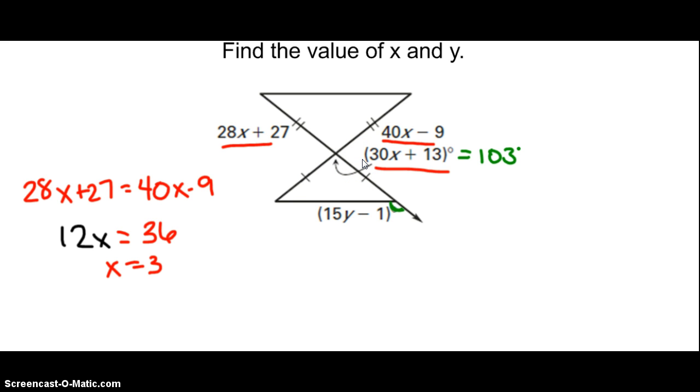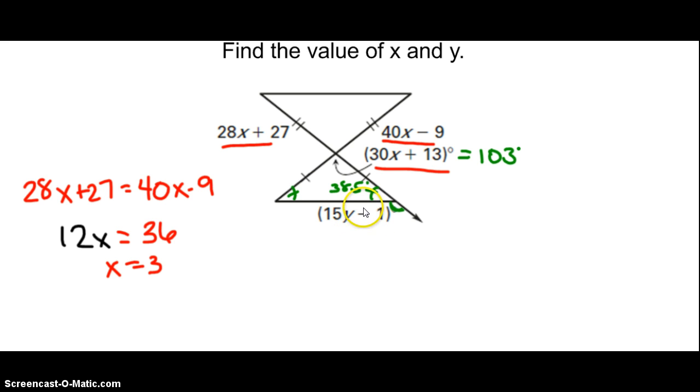Now, if the vertex angle is 103, that means that we could find the value of each base angle. Triangle sum theorem, we subtract from 180. Using the base angles theorem, we know that those base angles are congruent, so each base angle would be 38.5. Okay, 38 degrees, 30 minutes, but again, we're looking for y, so I'm not going to convert it over.